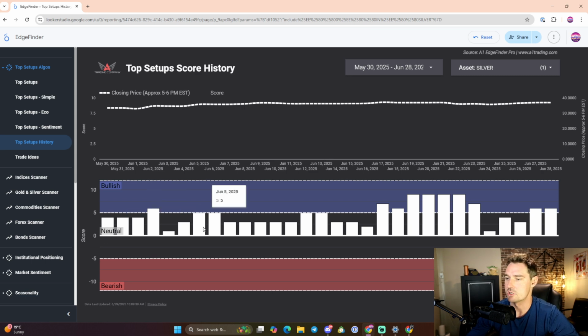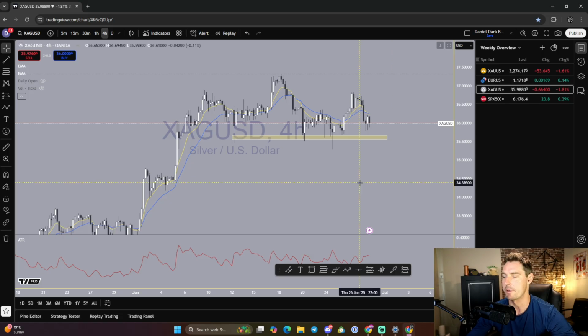So silver's kind of been choppy all over the place with the EdgeFinder score. And when that's the case, I don't tend to rely on the EdgeFinder as much because it's just so sporadic. Nobody really knows what that means. The only thing that's relevant is, yes, overall, fundamentally, it is slightly bullish. So that's something to just keep in the back of the mind.